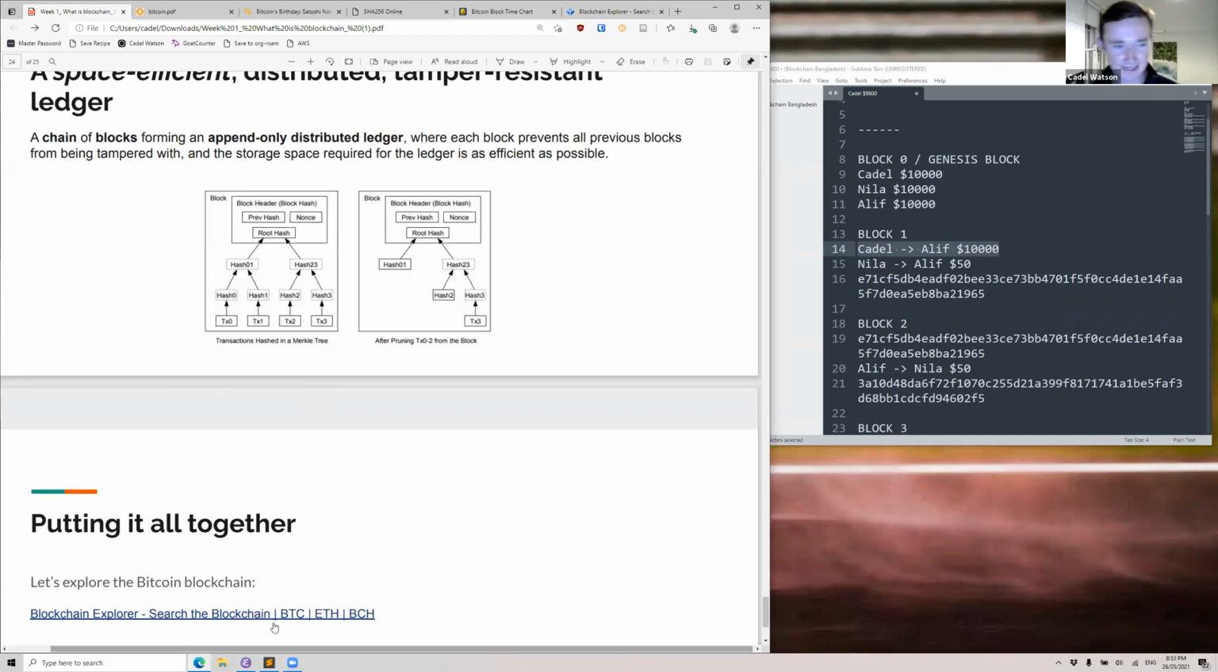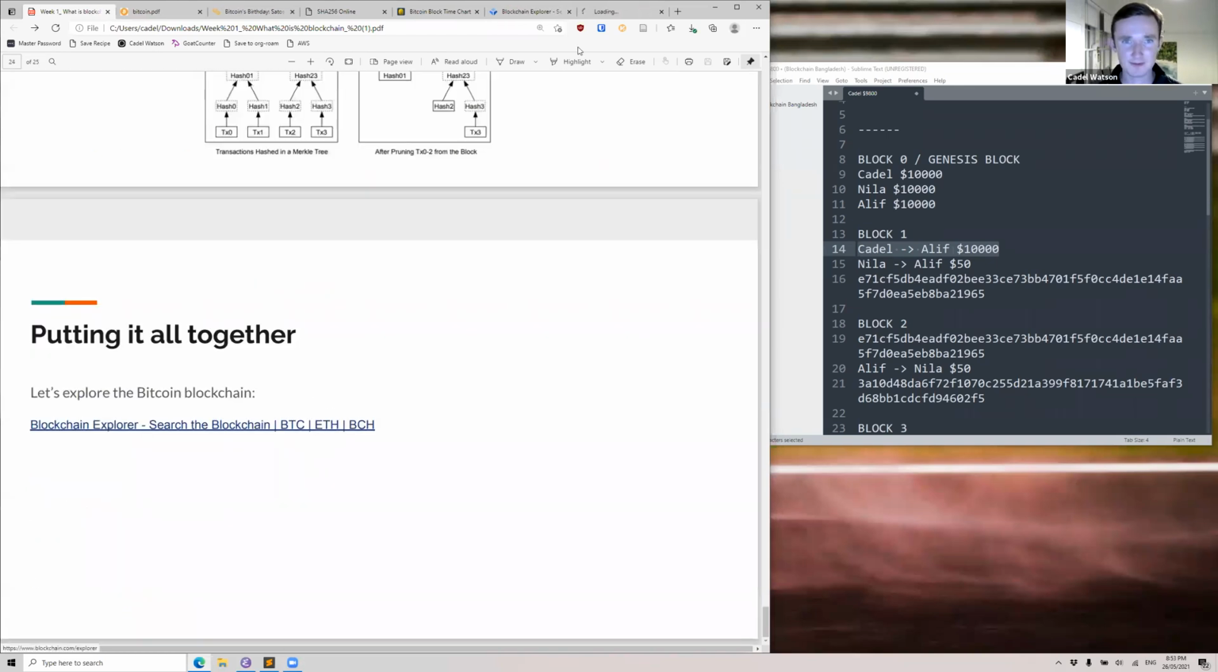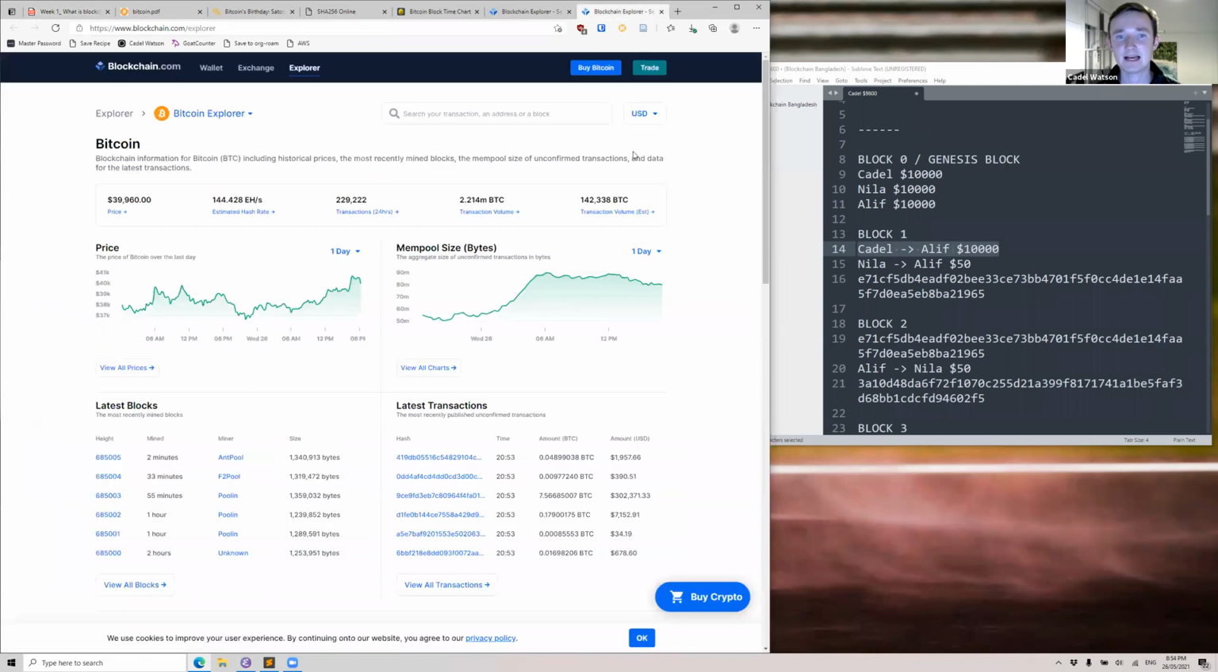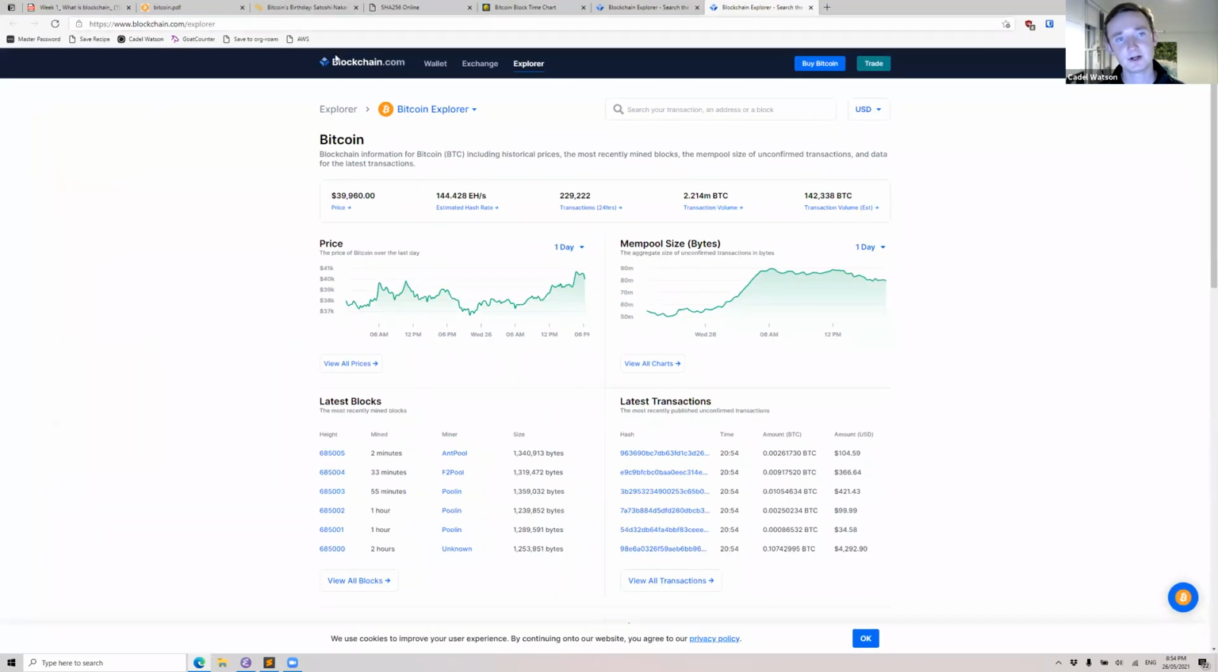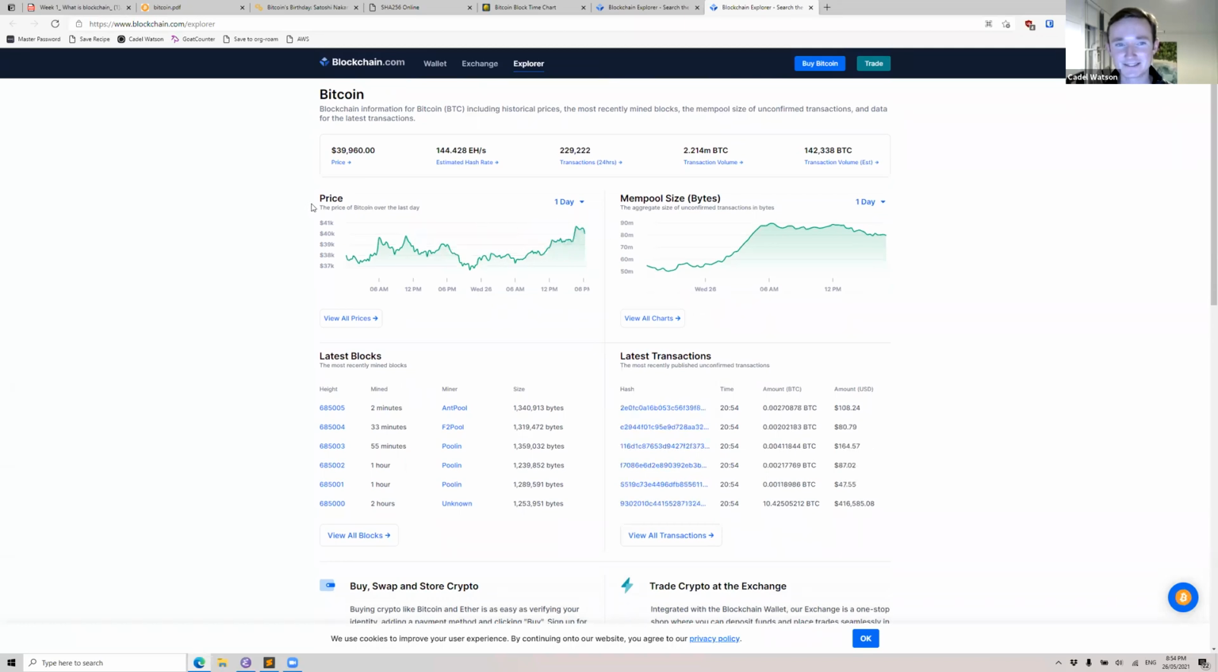Okay, now let's put it all together. Let's go to the Bitcoin blockchain and have a look around. So I'll just make this full screen. But this is a publicly available blockchain explorer. So you guys can explore alongside me if you like, blockchain.com/explorer. And we'll go through each of these sections and see how they relate to what we've been talking about.